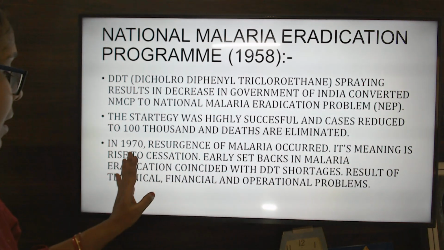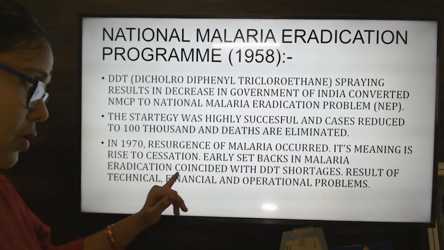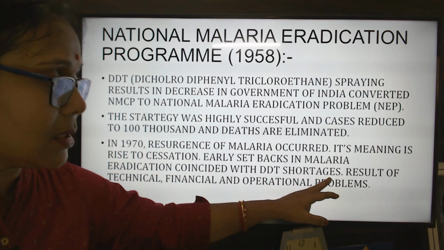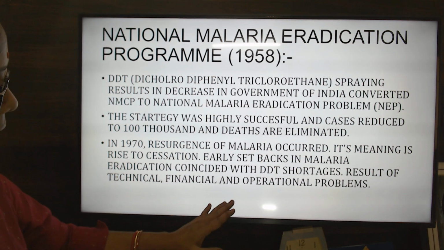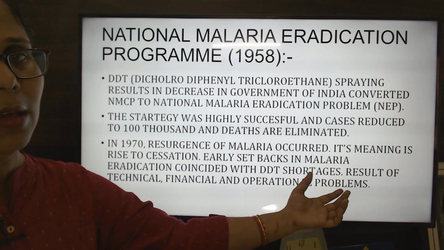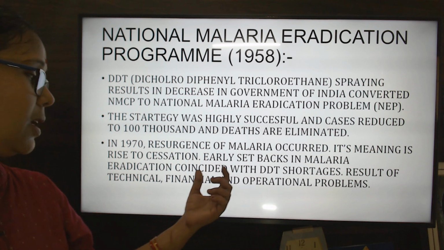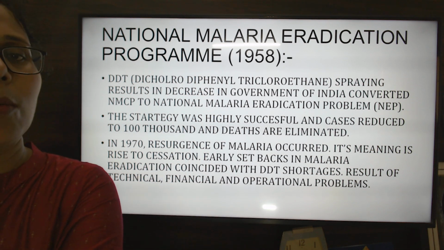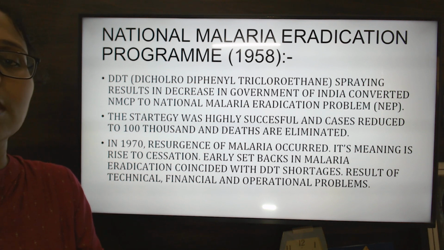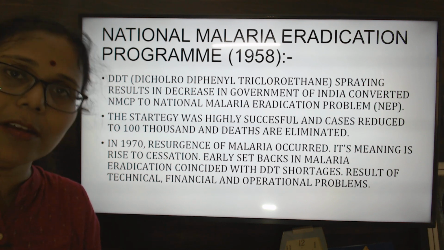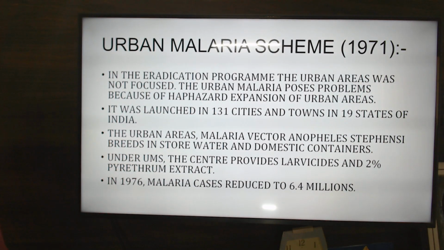This led to an early setback in the malaria eradication program, with a DDT shortage and technical, financial, and operational problems associated with DDT resistance in malaria, and also the shortage of DDT and the technical, financial, and operational work of the malaria control team. So the failure of this program occurred, and again the malaria cases increased.